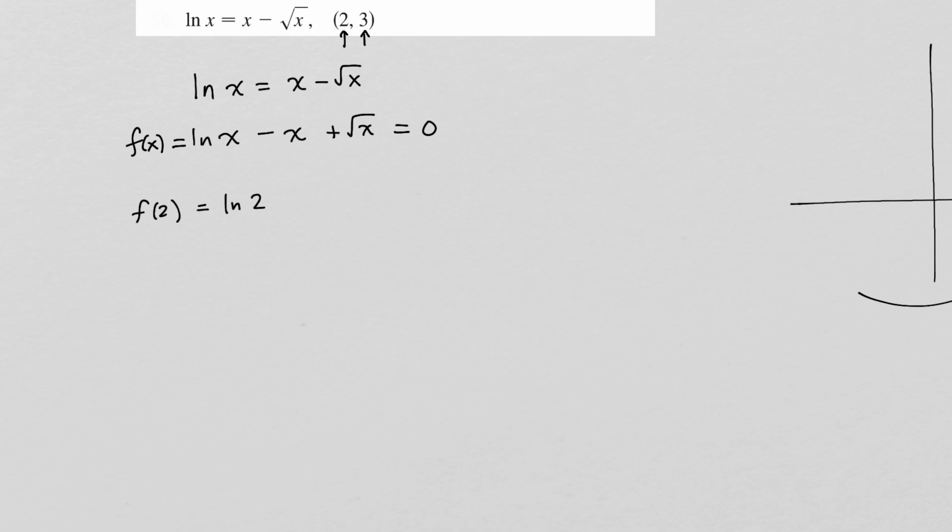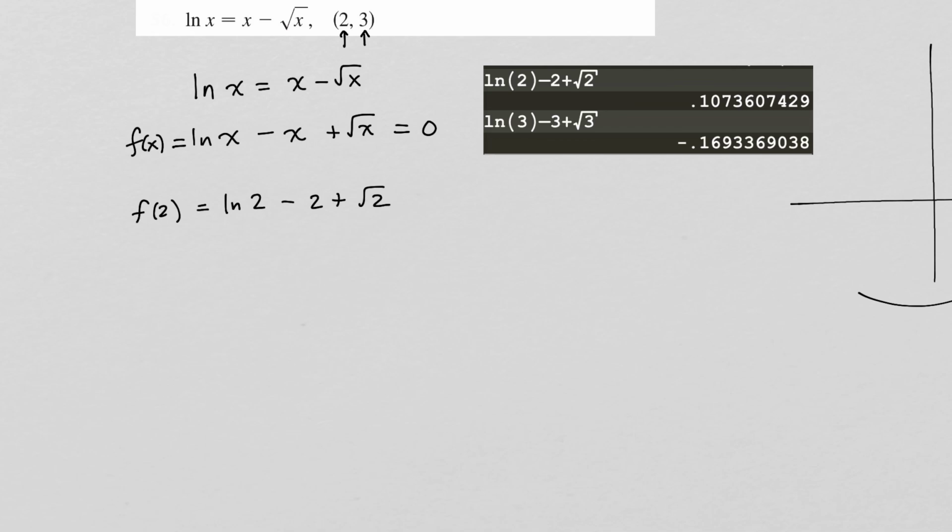f(2) is the natural log of 2 minus 2 plus the square root of 2. And we can actually use a calculator to help us with this. So we can see from the calculations here that this number is equal to 0.107 approximately. And f(3), which would be the natural log of 3 minus 3 plus the square root of 3, ends up being approximately negative 0.169. So we can see that f(2) is positive, f(3) is negative.